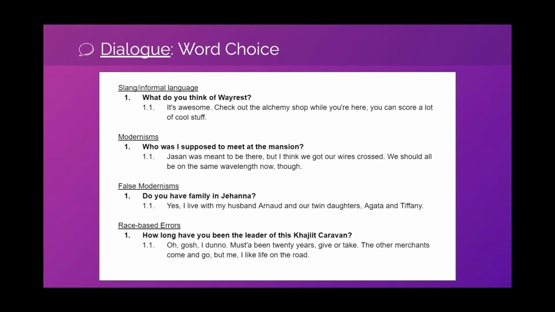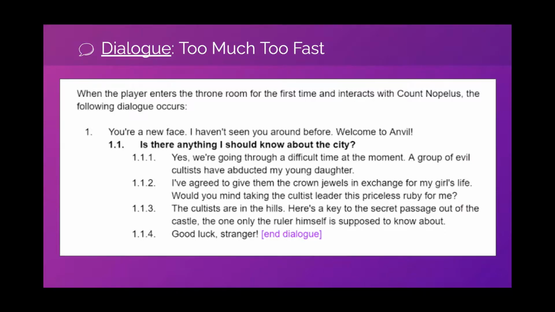That's very, very granular. But let's look at plot a bit more. And I'm just going to read this one. When the player enters the throne room for the first time and interacts with Count Nobilis, the following dialogue occurs.